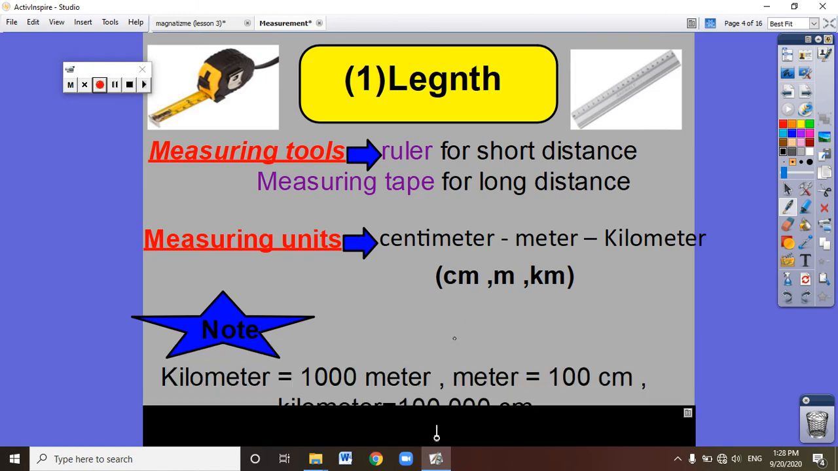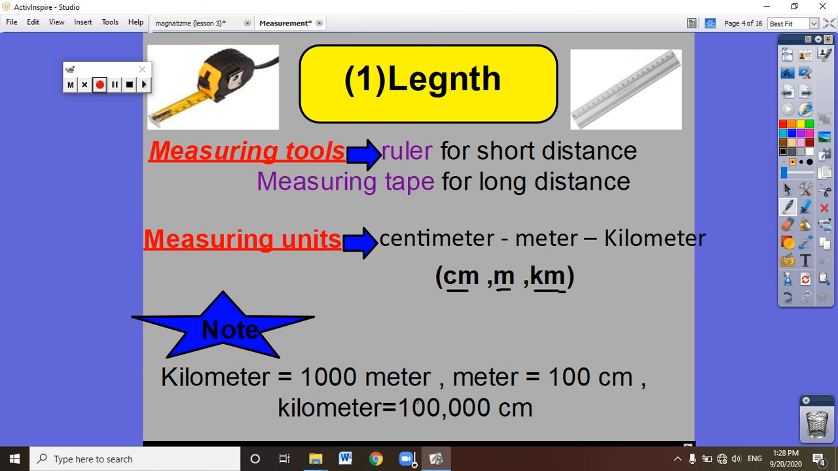The measuring tools of the length are the ruler and tape. Ruler for short distance, tape for long distance. The measuring units are centimeter and meter and kilometer. Centimeter for very small lengths, meter for big lengths, but kilometer for very big lengths.